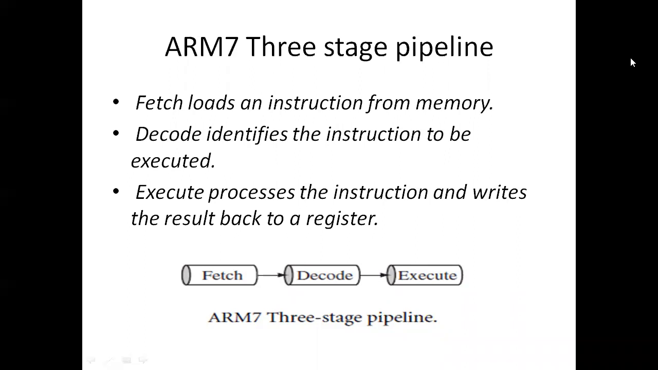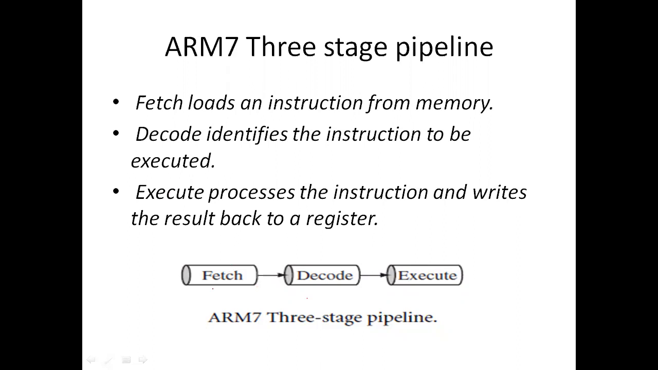So ARM7 actually has a 3-stage pipeline. First stage is the instruction fetch, second stage is the instruction decode, third stage is the execute. So fetch loads an instruction from memory, decode identifies the instruction to be executed, execute processes the instruction and writes the result back to the register. So these are the processes that are separately performed by each of these units.